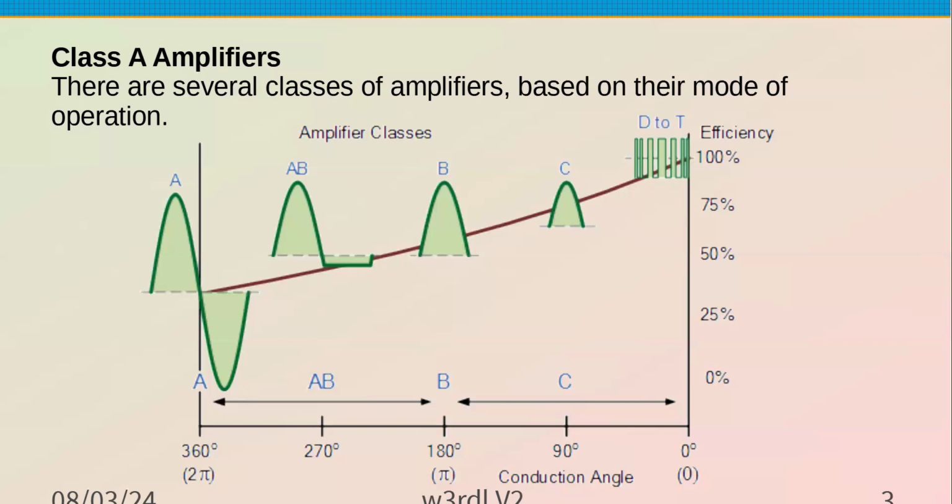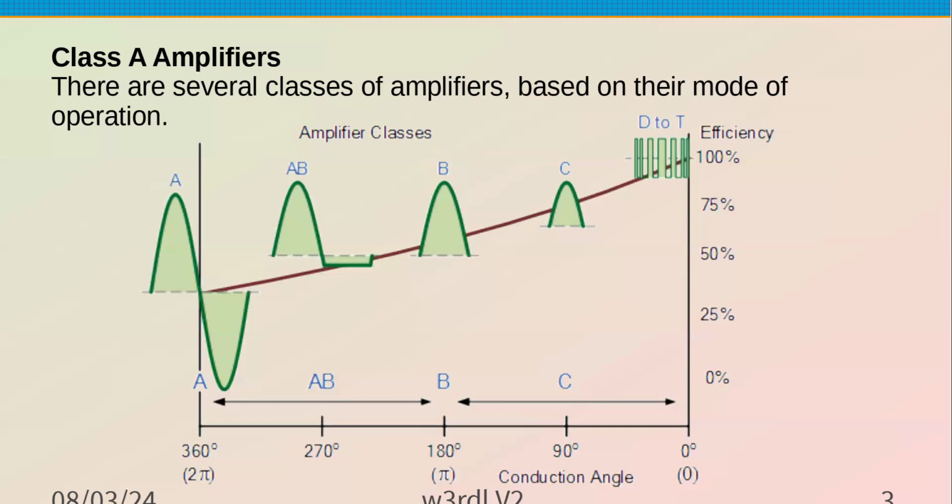And notice down at the bottom, they're showing the degrees of the cycle that it's conducting. So for type A, it's almost all 360 degrees of the waveform. One cycle of the waveform, remember, is 360 degrees of phase. And the B is on half of the time, so 180.